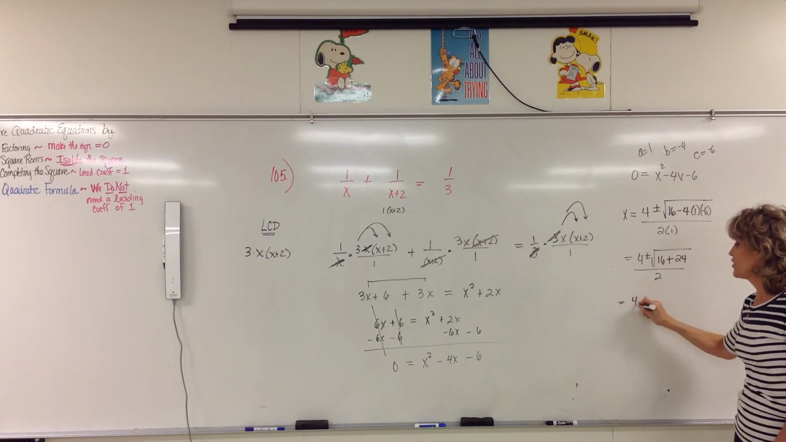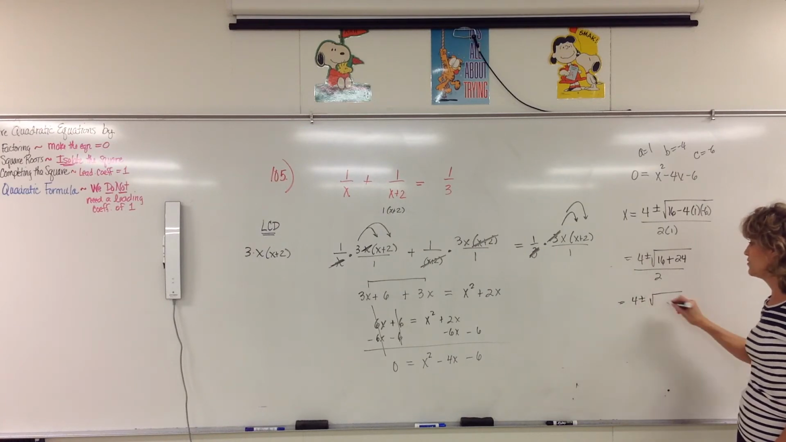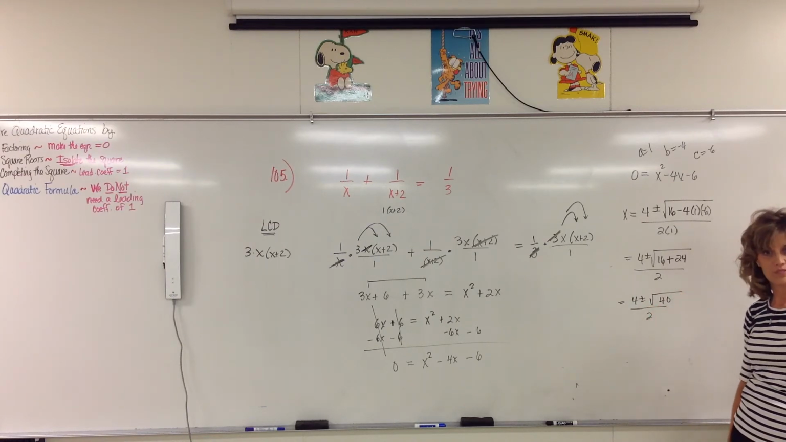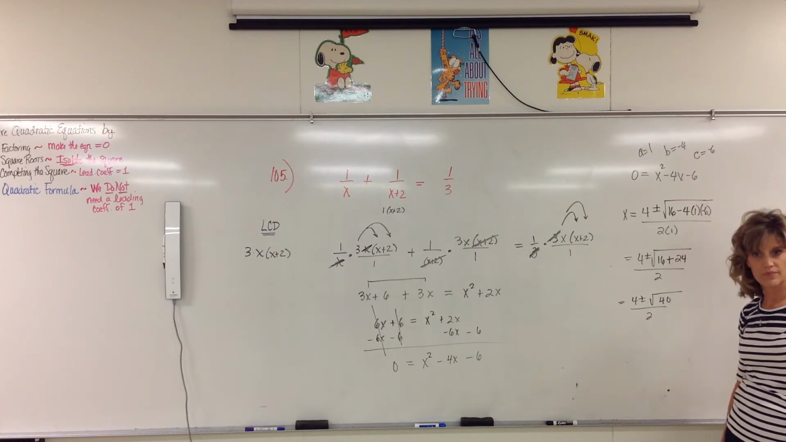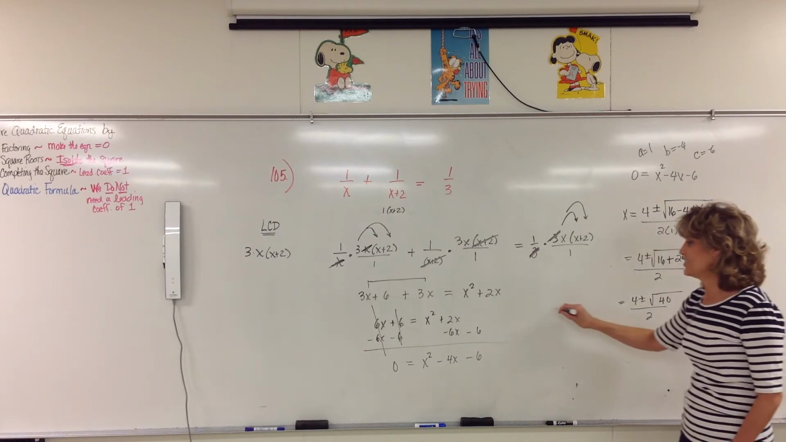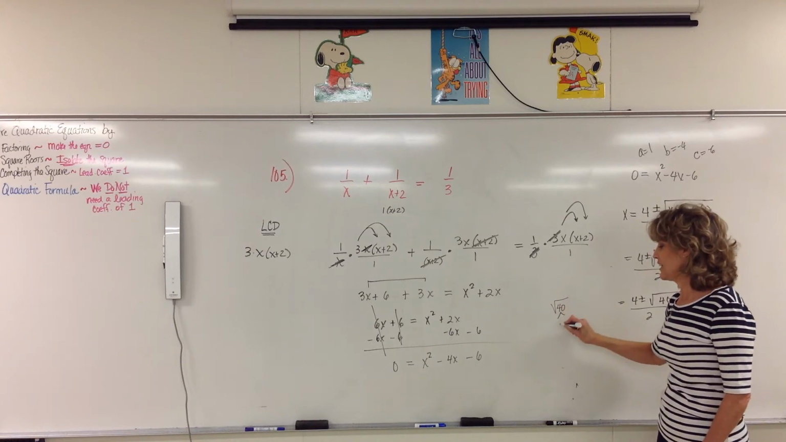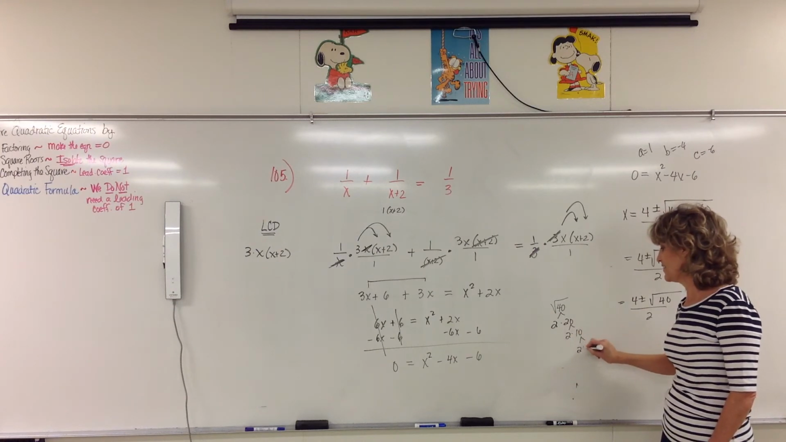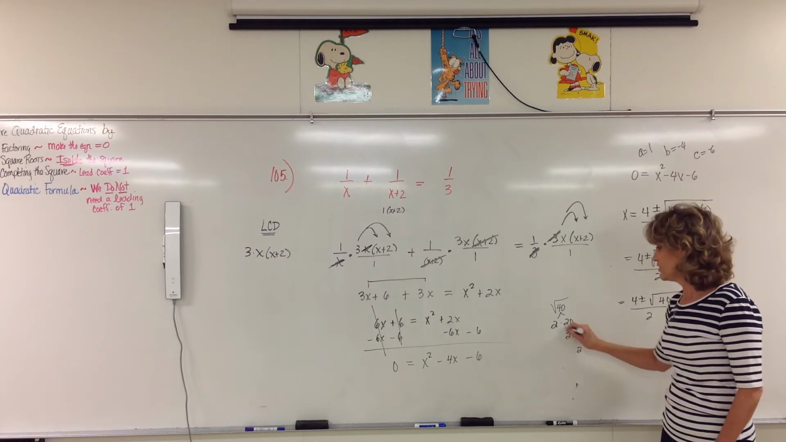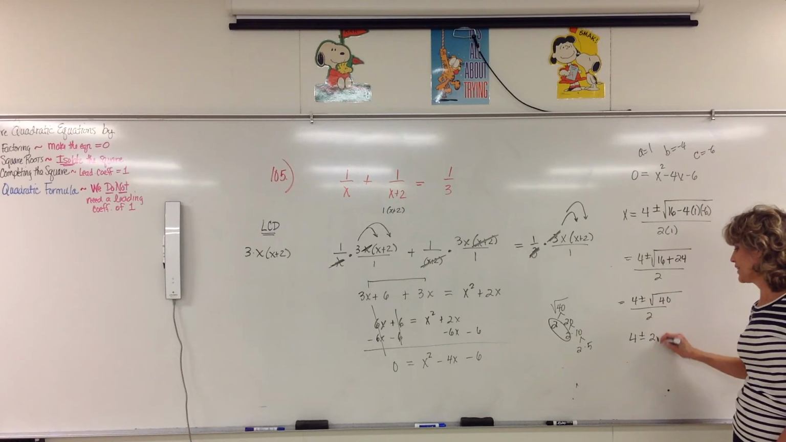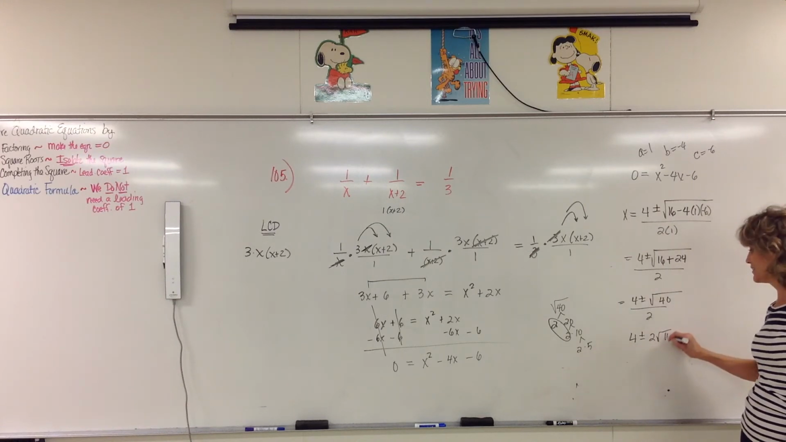So that makes it 4 plus or minus the square root of 40 all over 2. Are we okay? Yeah, I'm just taking forever. And then we gotta decide if it'll reduce. So for the square root of 40, that's 2 times 20, and then 2 times 10, and then 2 times 5. So we know we can take out a 2. 4 plus or minus 2 times the square root of 10, all over 2.